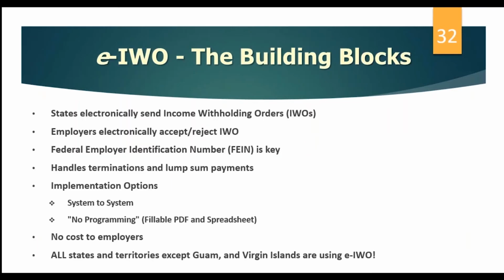So the building blocks for the E-IWO process when it was developed several years ago was to provide states an ability to electronically send the income withholding order to the employers, and for the employers to be able to not only receive them electronically, but electronically accept or reject them. So it's sort of a two-way communication that was set up to allow you to notify the state agency of what action you've taken for that income withholding order. Your federal employer identification number is really the key in how we identify participating employers and how we route the orders to you from the state agency.